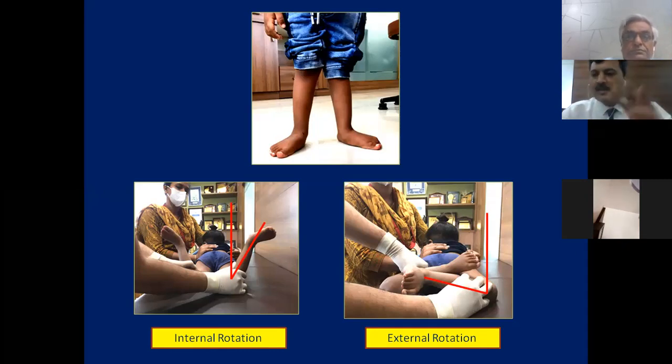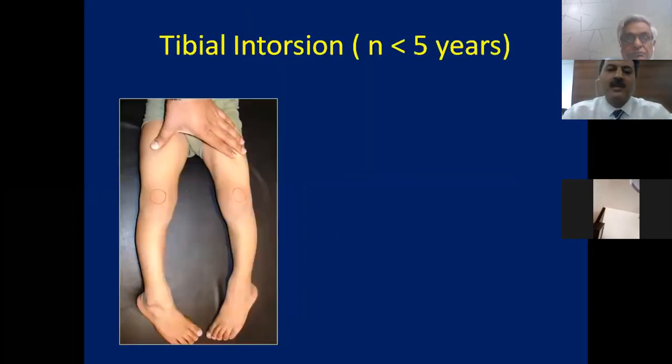So this is how you can make out whether this in-toeing is coming from the hip joint. Now, if you find that rotations are almost the same at the hip while the child is lying prone, then you can check at the next level.